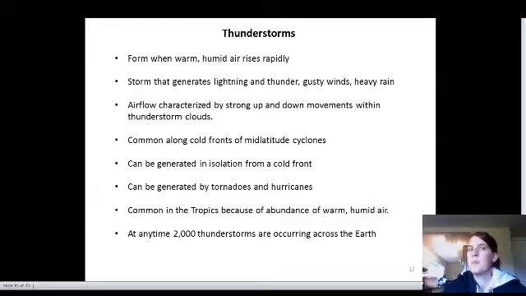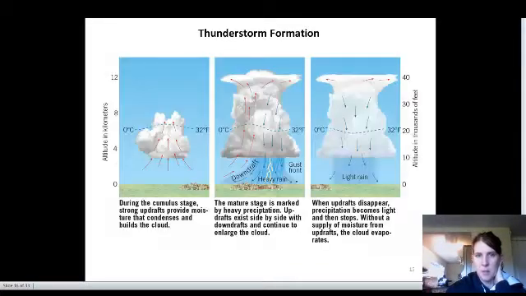So thunderstorms. Thunderstorms form when warm, humid air rapidly rises. They typically generate lightning and thunder, gusty winds, heavy rain, and are characterized by strong up and down movements within thunderstorm clouds. They're very common along cold fronts of mid-latitude cyclones, so the U.S., and can be generated in isolation from a cold front. They can also be generated by tornadoes and hurricanes. They're common in the tropics because of the abundance of warm, humid air. And at any time, 2,000 thunderstorms are occurring across the earth.